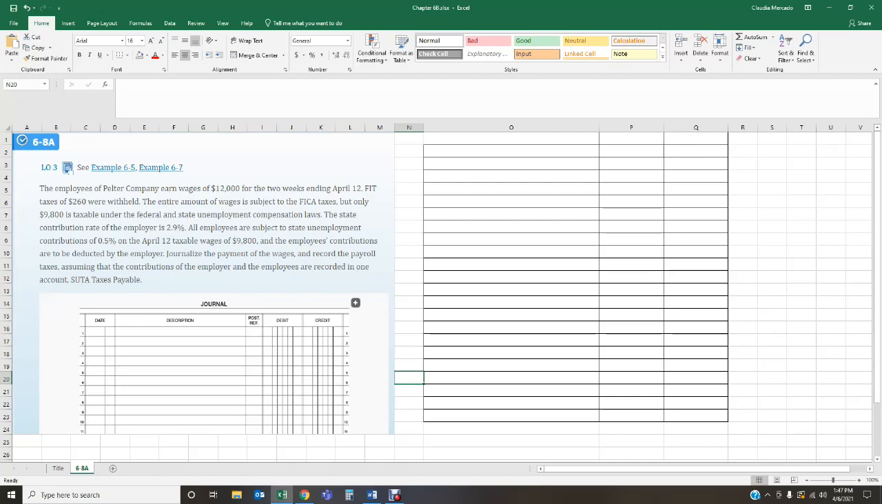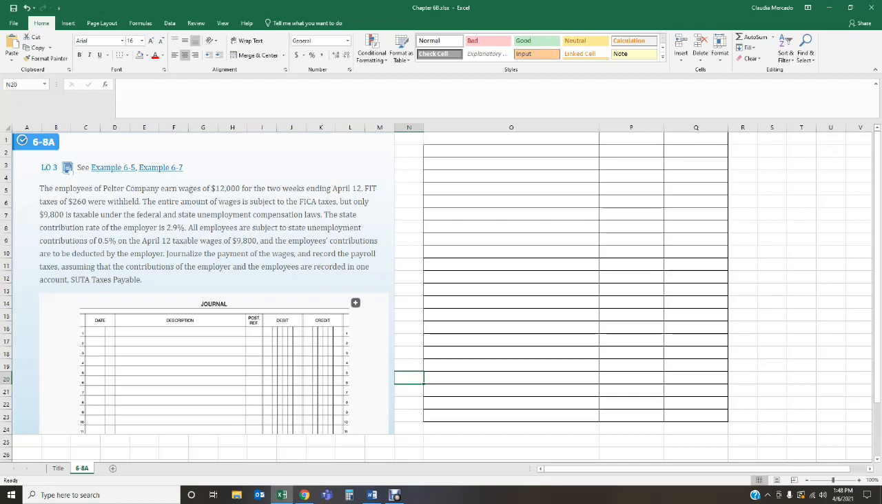Okay. As of April the 12th, taxable wages of $9,800 for FUTA and SUTA, and the employee's contributions are to be deducted by the employer. We are being asked to journalize the payment of the wages and record the payroll taxes, assuming that the contributions of the employer and the employees are recorded in one account, SUTA taxes payable. Okay.